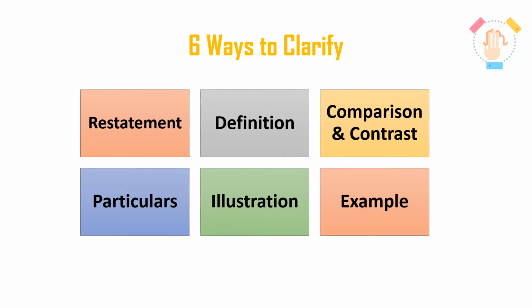The first function of a supporting detail is to clarify the main idea that's contained in your topic sentence. And when we're looking at clarifying, there are 6 ways of performing this function. These include restating the topic sentence, defining terms in your topic sentence, comparing and contrasting the main idea in your topic sentence to other ideas, explaining particulars of the main idea, illustrating instances of the main idea, and giving concrete examples.